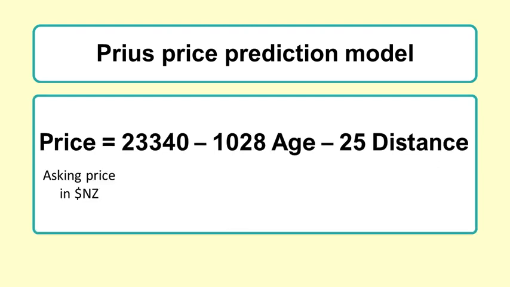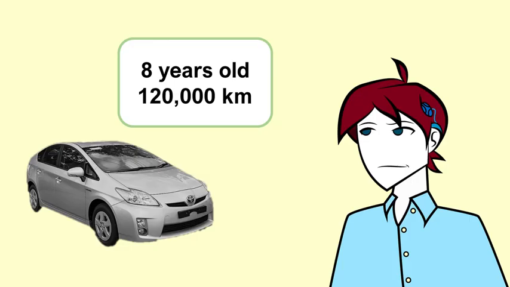The variable price is the asking price in New Zealand dollars, the variable age is the age in years, and distance is the number of thousands of kilometres the car has on the odometer. Demuth's neighbour Luke has a Prius that is 8 years old and has travelled 120,000 kilometres. They want to know what a fair price might be if he were going to sell it.